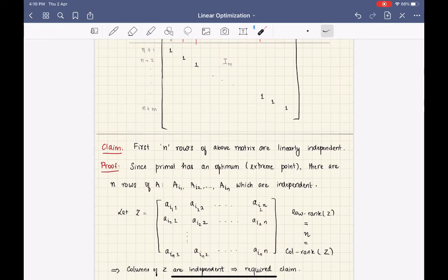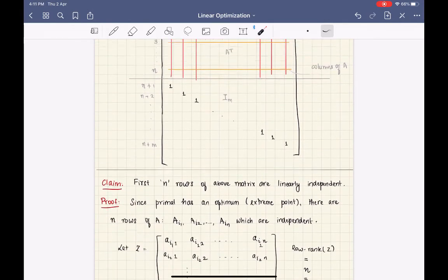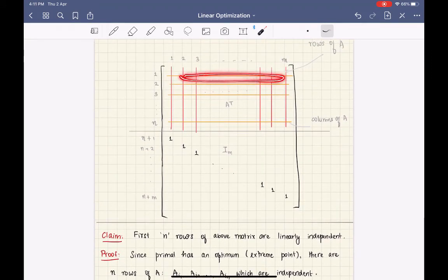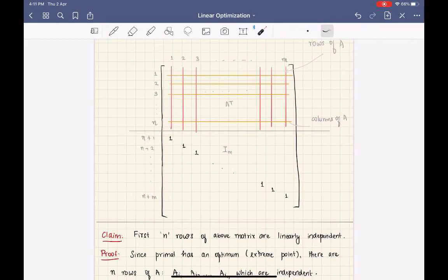Now what do we have? So that is more or less it. I have n columns here which correspond to the n rows of A which are linearly independent, and this statement says that the corresponding columns will also be linearly independent in that embedded matrix. This will also imply that for this bigger matrix, the n rows of this matrix are also linearly independent.